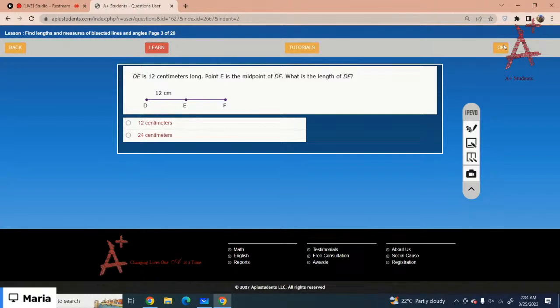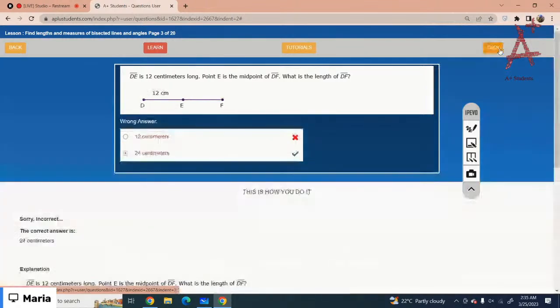So if the length of DE is 12, that means EF is also 12. Got it? And the length of the complete line is 12 plus 12 equals 24 centimeters. So that means the other portion is also 12 centimeters. Basically, you have to calculate the length of the complete line. So 12 plus 12 makes 24.